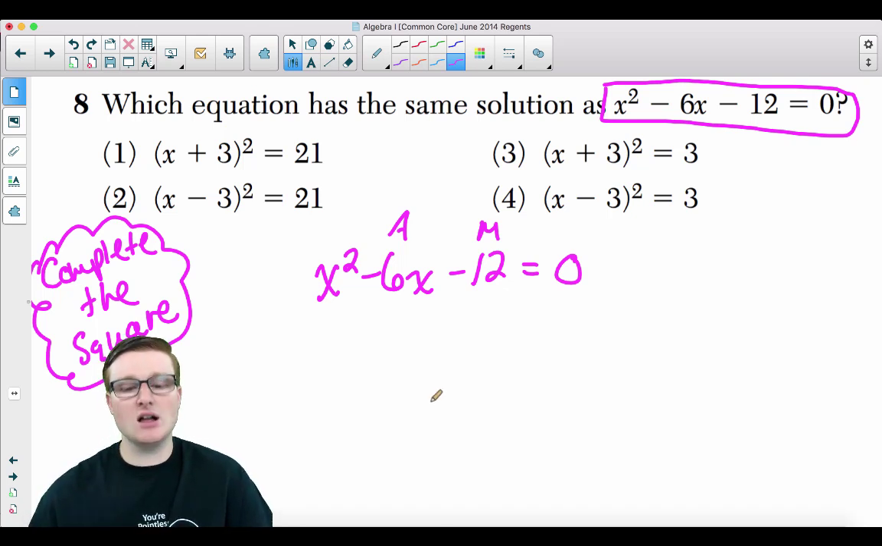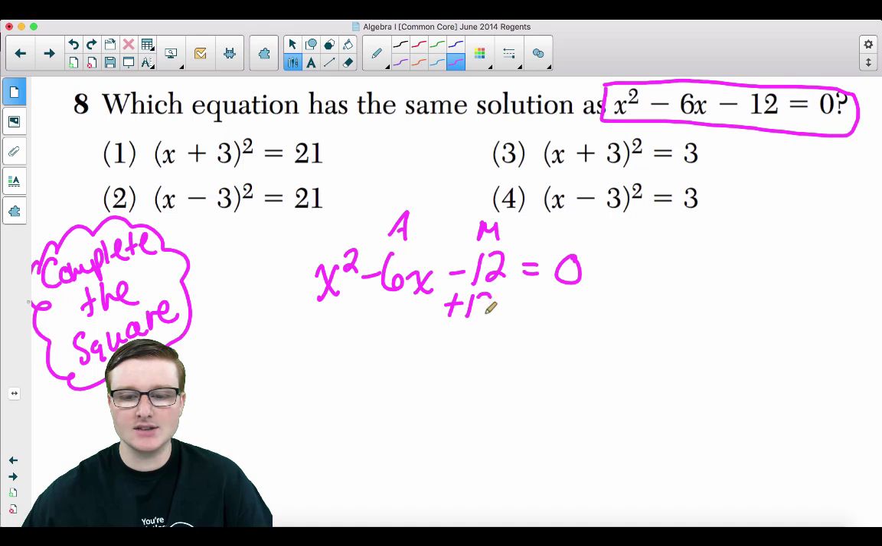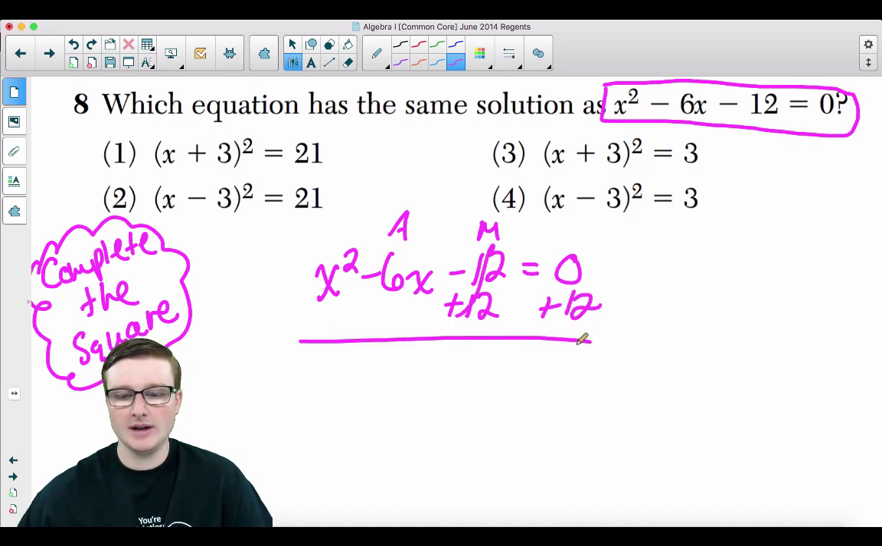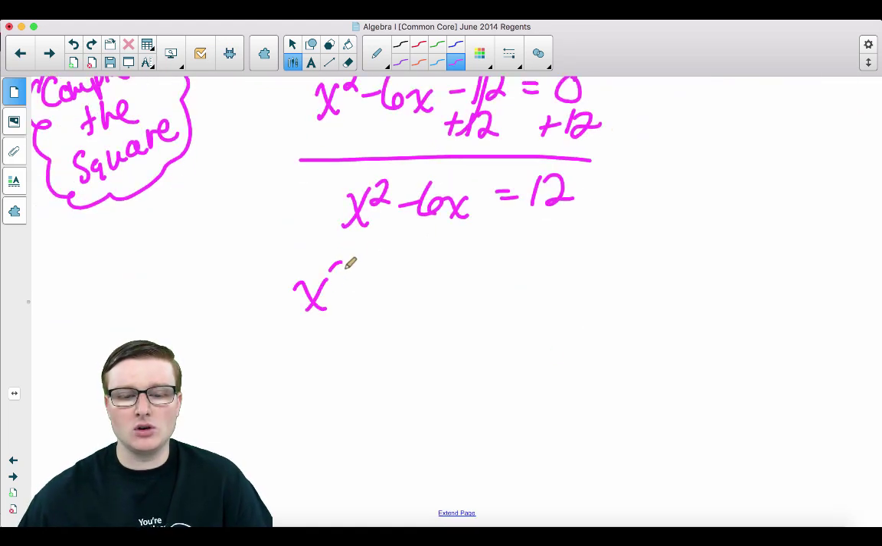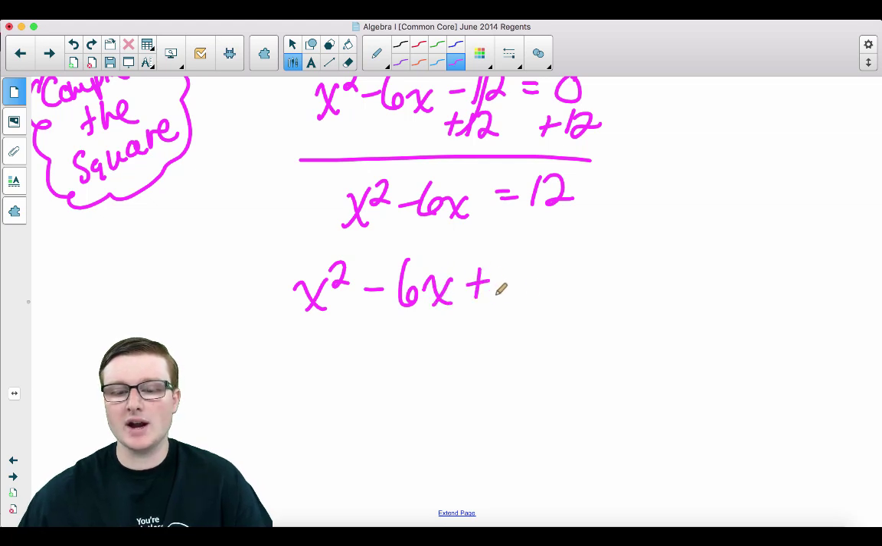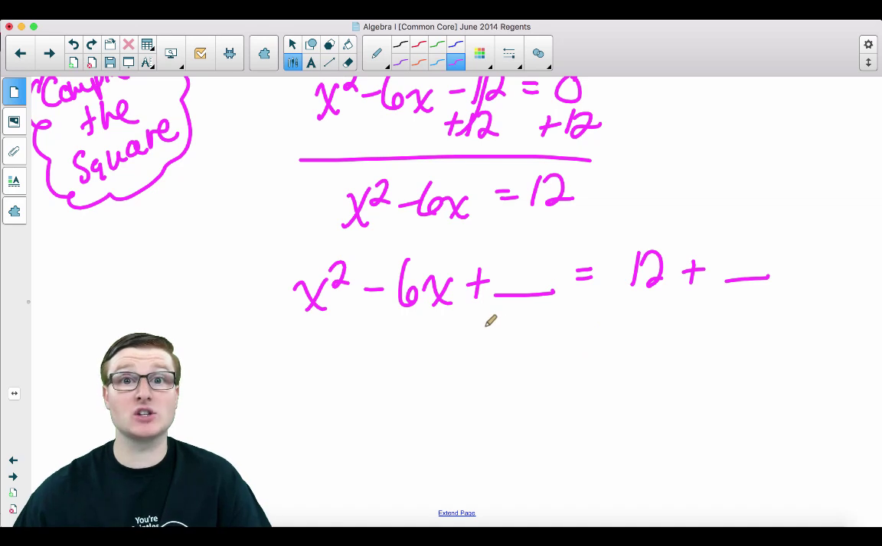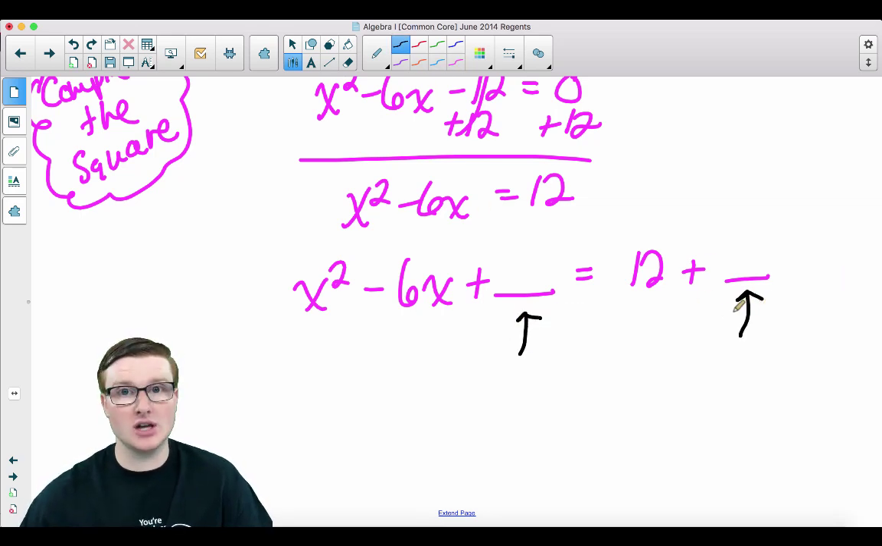So what I usually tell all my students is keep your letters on one side of the equation and numbers on the other side. So what I'm going to do first is add the 12 on both sides. So we get x squared minus 6x is equal to 12. Pretty simple so far. Now, again, your goal is to create a perfect square trinomial. So I'm going to add a constant value to both the left and the right. And remember, the golden rule of algebra states, what you do to one side of the equation, you must do to the other side.